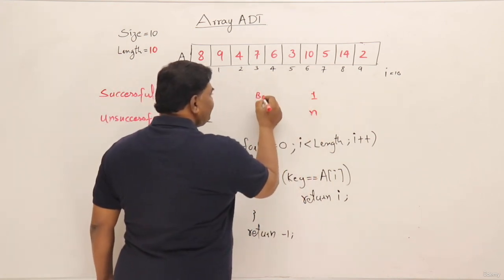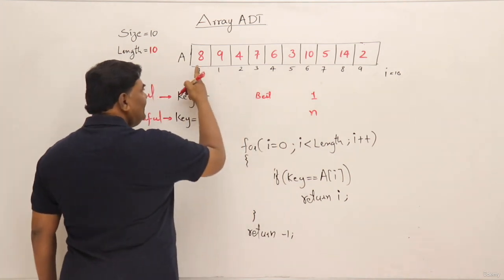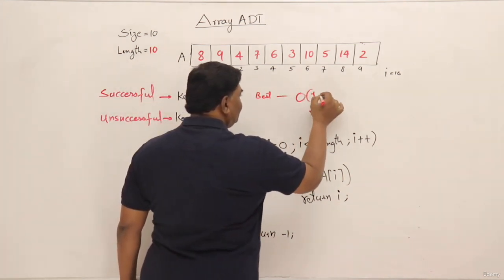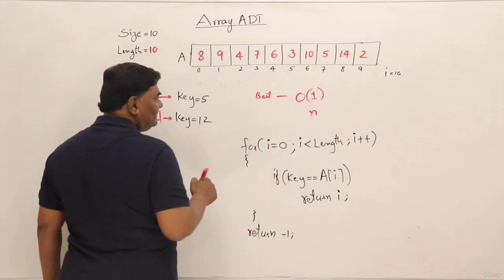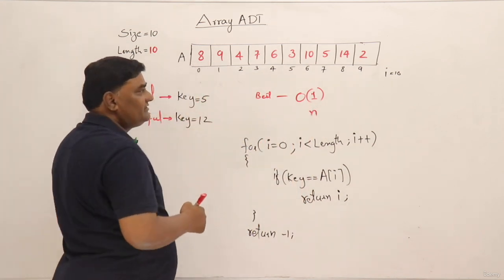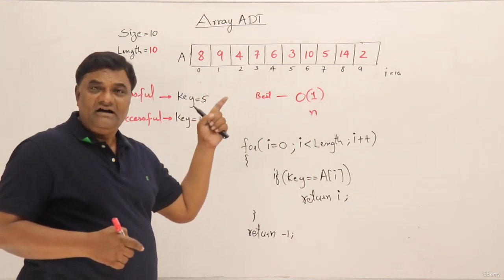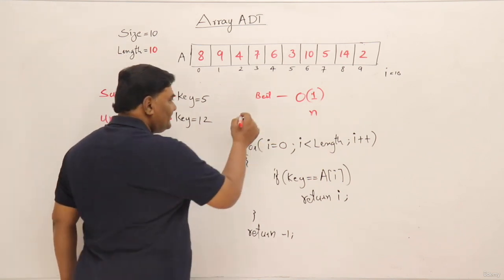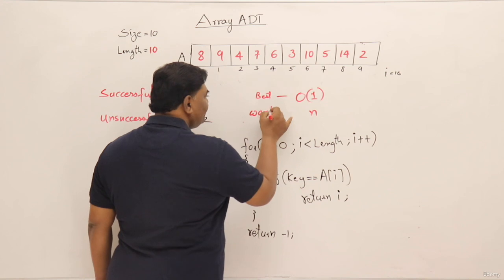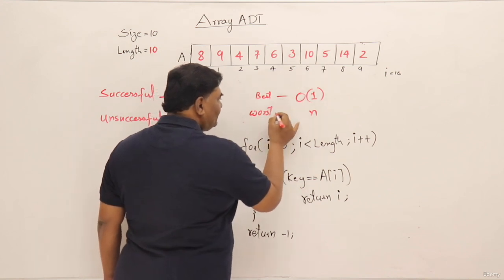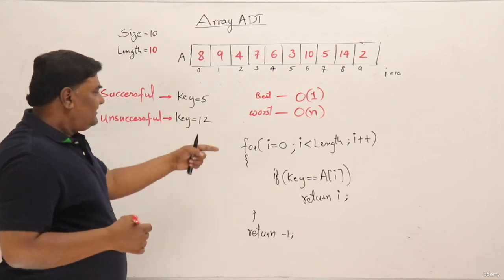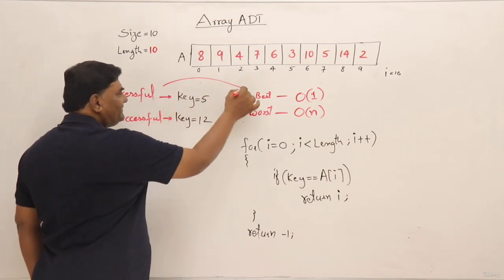So the best case is that the element we are searching for is found at the first place, and the time is order of 1. Best case time is 1. And the worst case is if you are searching for an element which is present at the last index, and the time is order of n. So the worst case is searching for the last element, and the time taken for the worst case is order of n. This is the case of successful search.